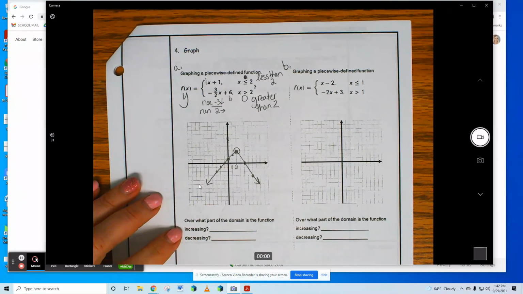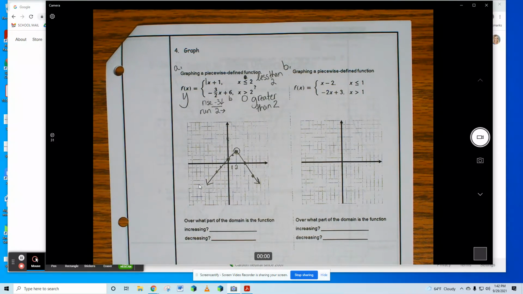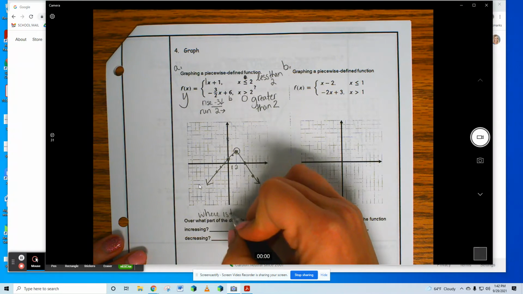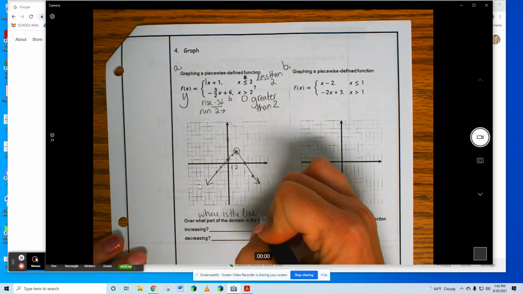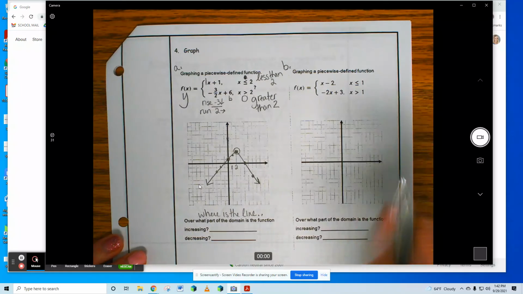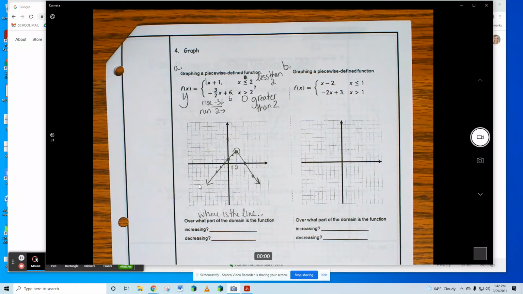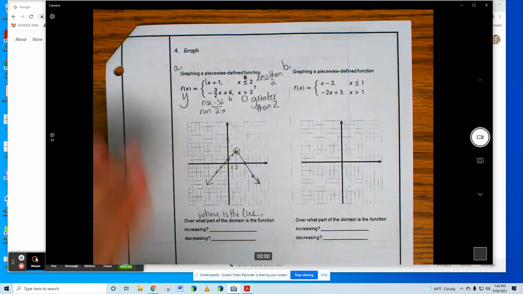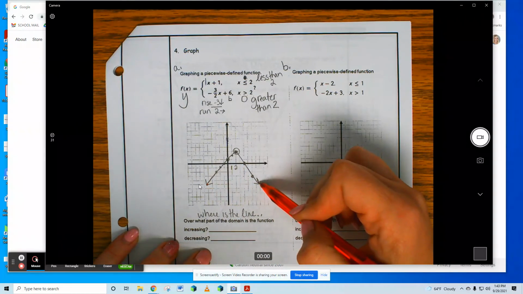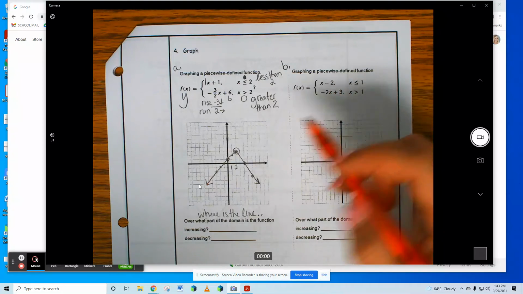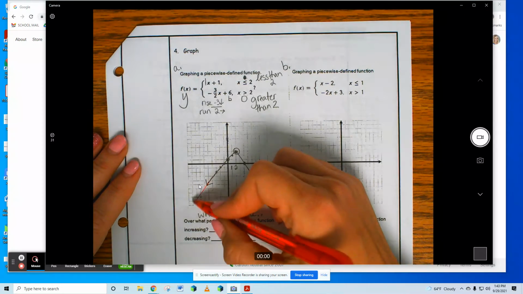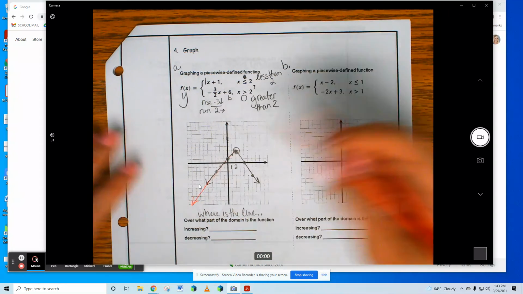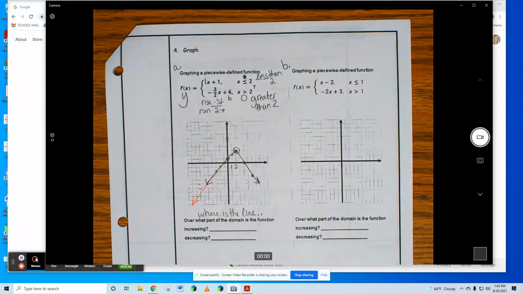Okay, the question asks, what part of the domain, where is the line increasing? Uphill. Where does my line go uphill? I got 2 parts. I got an uphill and a downhill. My line goes uphill all the way down here. I know the arrow is pointing downhill, but if you look, where is there an upward line?